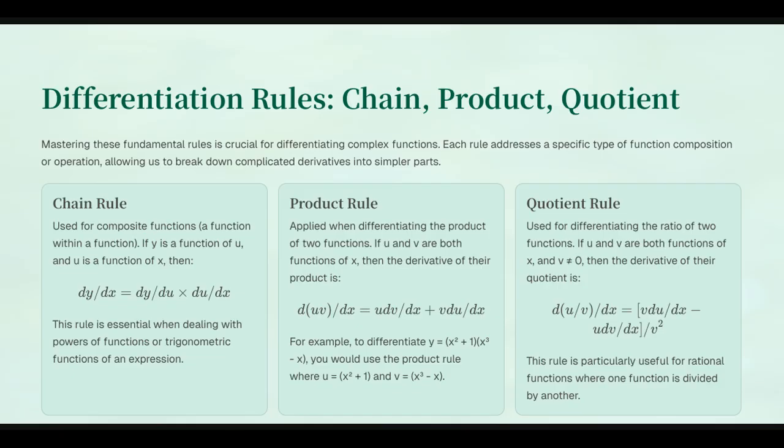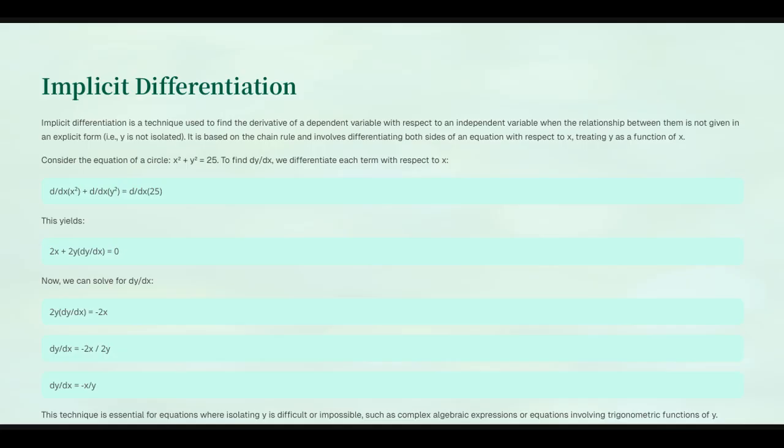So the next thing we're going to be looking at now is implicit differentiation. Implicit differentiation is a technique used to find the derivative of a dependent variable with respect to an independent variable when the relationship between them is not given in an explicit form. That is, y is not isolated. Yeah, that's a lot of grammar. That's a lot of English. Let's look at an example, right?